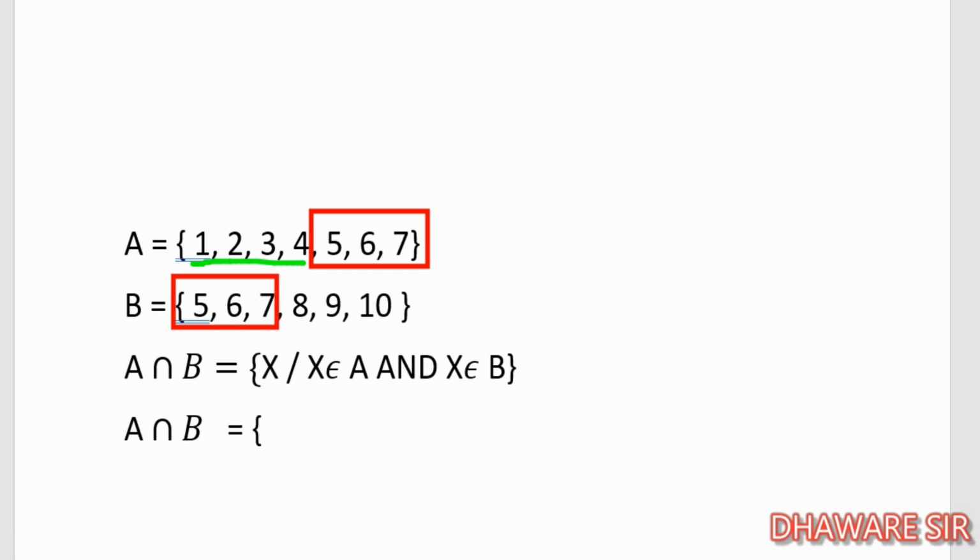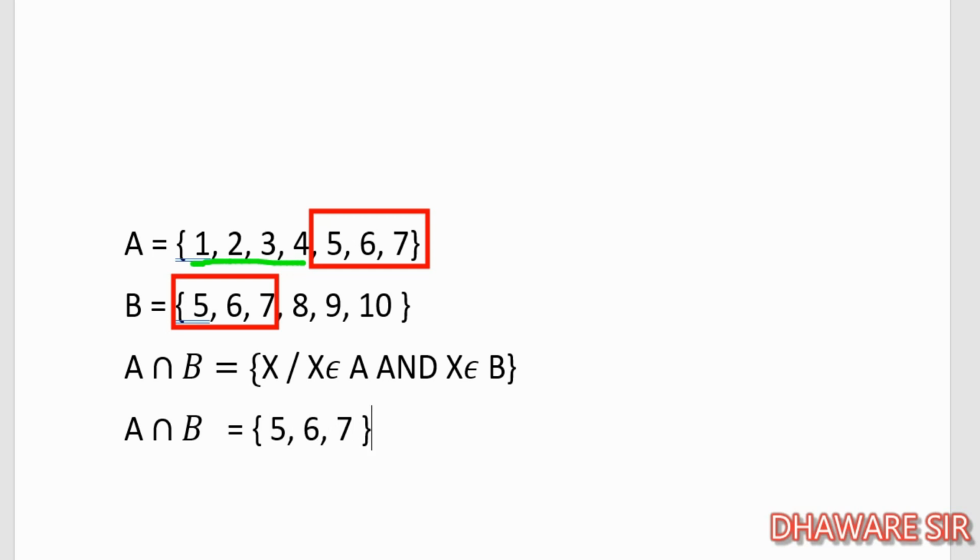The definition says that A intersection B is equal to X such that X belongs to A and X also belongs to B. So A intersection B is equal to, in curly brackets, 5, 6, 7. So this is our A intersection B. The definition says that the set of the common elements in both sets is called A intersection B.